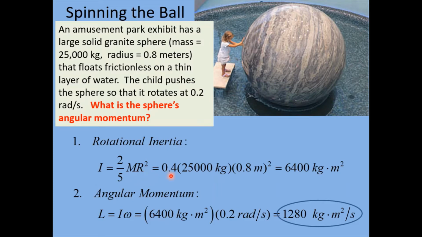2/5 is, of course, 0.4. The mass, 25,000. R is the radius, which is 0.8, and remember to square it. And this gives us 6,400 kilogram meters squared. So that's our rotational inertia. The angular momentum then is this rotational inertia I, 6,400, times omega, which was given to us as 0.2. So 6,400 times 0.2 is 1,280, and that is our angular momentum. And you can see the units here. We're using regular kilogram meter second units, so we end up with kilograms meters squared per second.